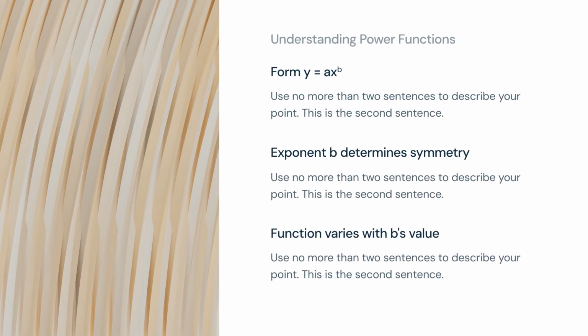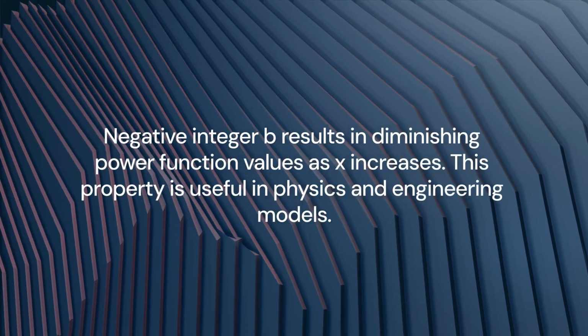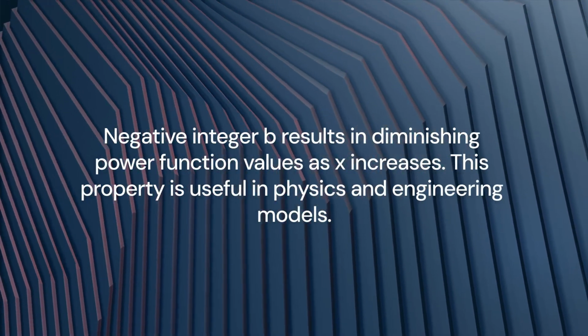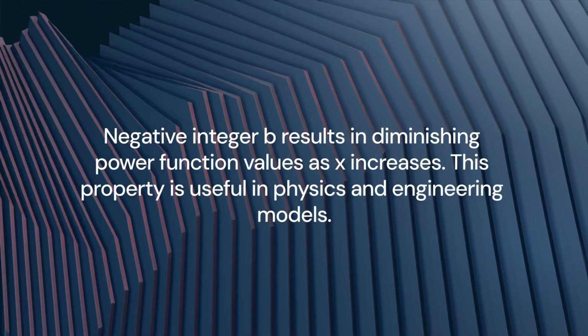Power functions introduce an interesting dynamic with the form y equals x to the power b. The exponent b determines the symmetry of the graph, making the function behave differently for even and odd values of b. When b is a negative integer, power functions show diminishing values as x increases, a useful property in certain mathematical models, particularly in physics and engineering.